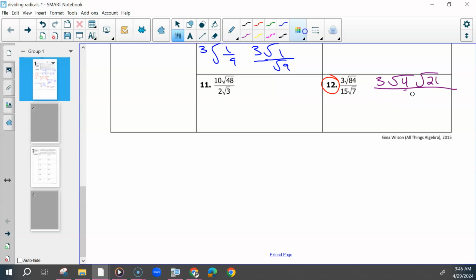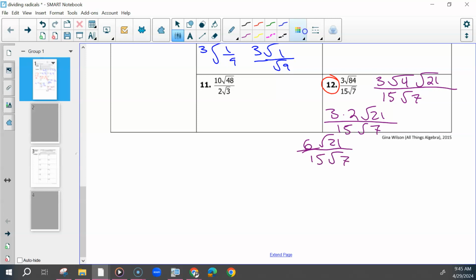Now, if you wanted to break 21 down because there is a root 7, you could do that. Did we want to do that? Leave it as is or break it down to root 7 and root 3. Okay. So we have 3 times 2 times the square root of 21 over 15 root 7. And then this would become 6 root 21 over 15 root 7.